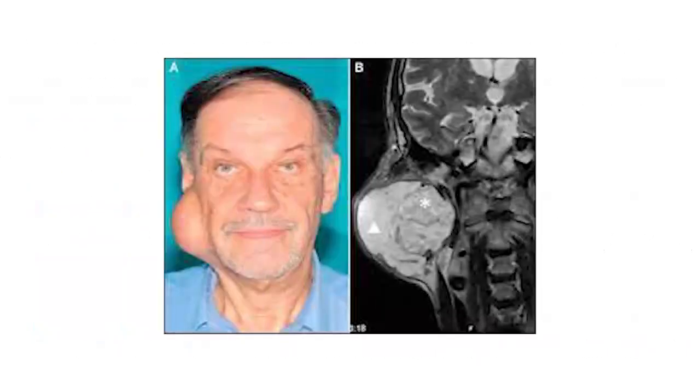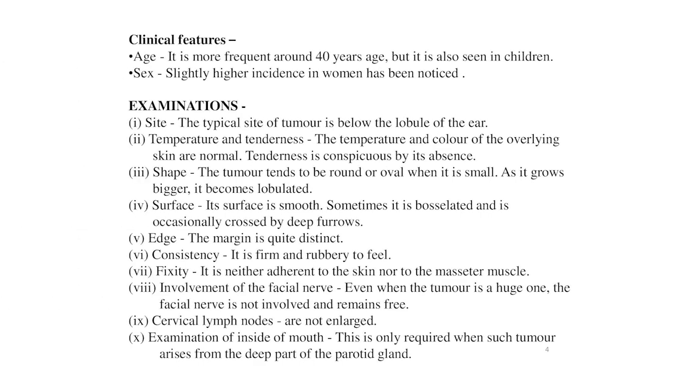Dear students, here is the image on your screen you are watching. This is the pleomorphic adenoma of the parotid gland. And the second image, B, showing the CT film, the pleomorphic mixed tumor is clearly seen. Now the clinical features. First is the age. It is more frequent around 40 years of age, but it is also seen in children. A slightly higher incidence in women has been noticed.